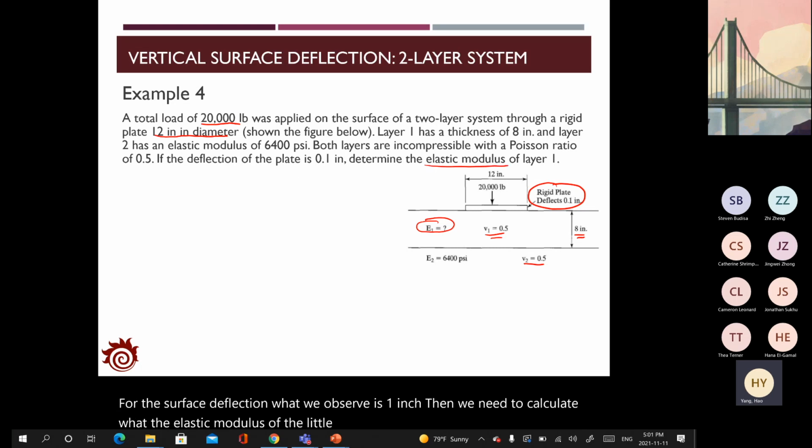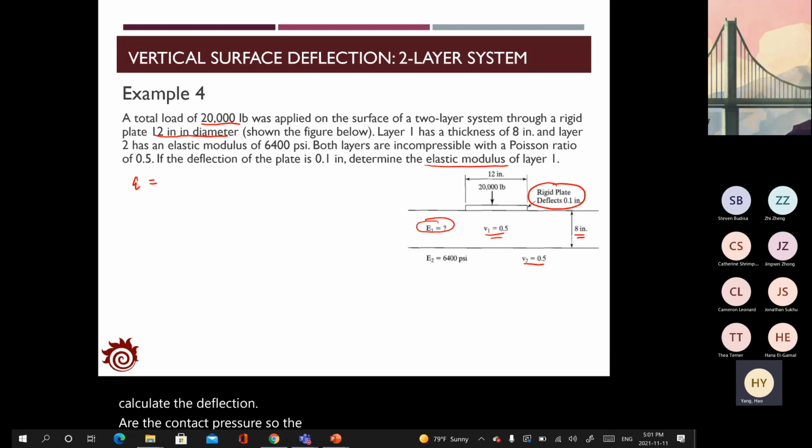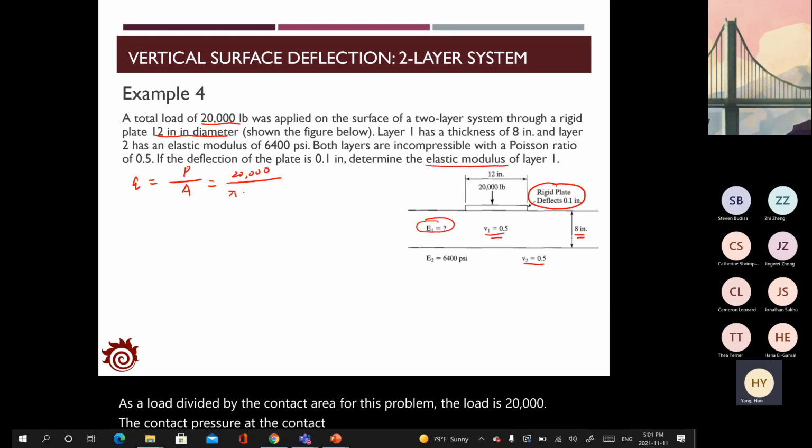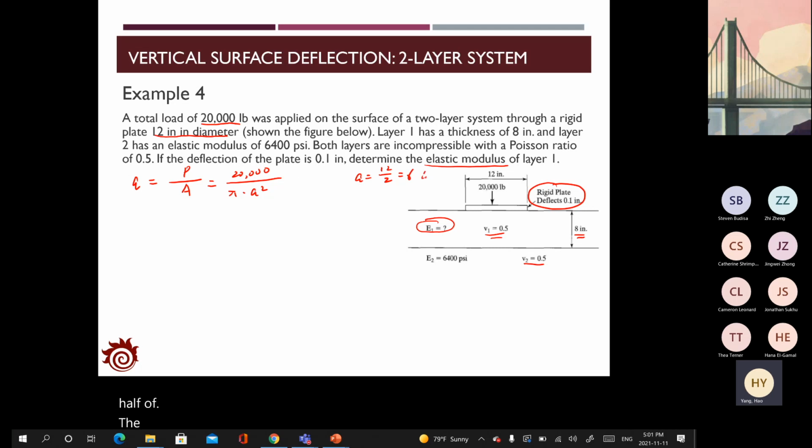So to do that, we first need to calculate the deflection, the contact pressure. The contact pressure is the load divided by the contact area. For this problem, the load is 20,000. The contact area is pi times A squared, and here A is just half of the diameter, that is 6 inches. And this will give you the contact pressure as 176.8 psi. So that's the first part.